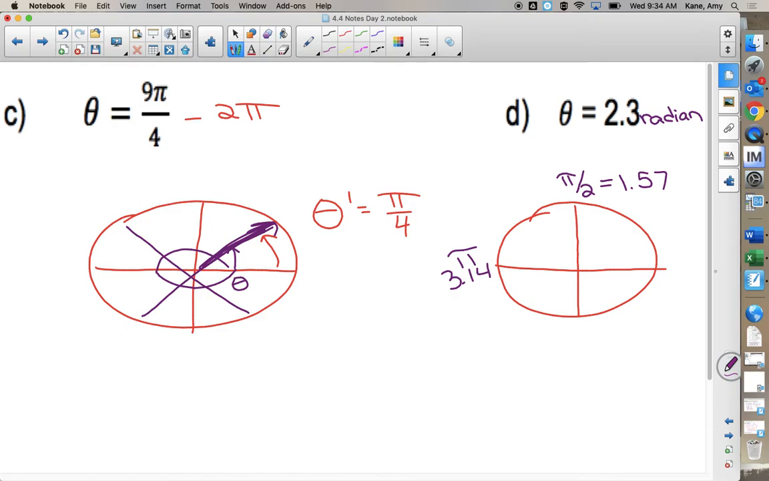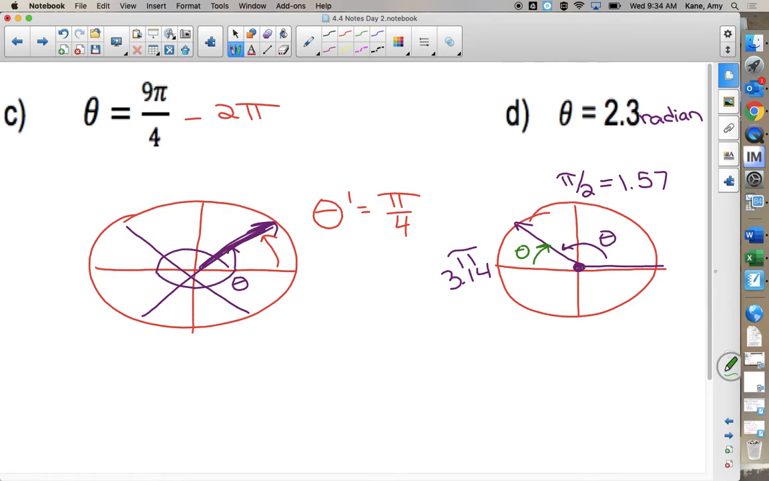So where would 2.3 be located? In the second quadrant. So if you're given a radian that's a decimal, you need to think of your radians as decimal values as well. So this is going to be in the second quadrant. So here's my angle. So the reference angle is that little acute angle.